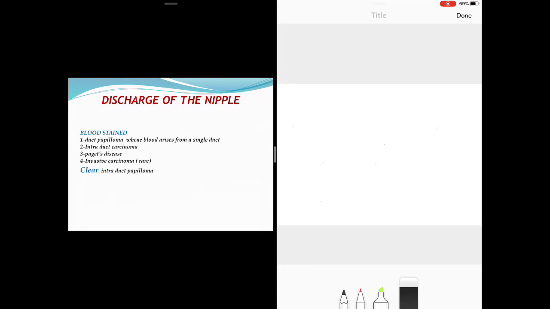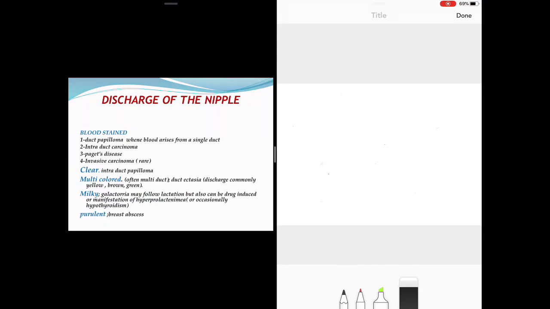It may be clear nipple discharge, intraductal papilloma. It may be multicolored, meaning sometimes greenish, sometimes brown, sometimes green, and this goes more with duct ectasia. It may be milky, as in galactorrhea or during lactation. Purulent when there is a breast abscess.